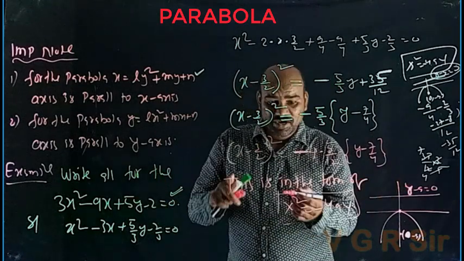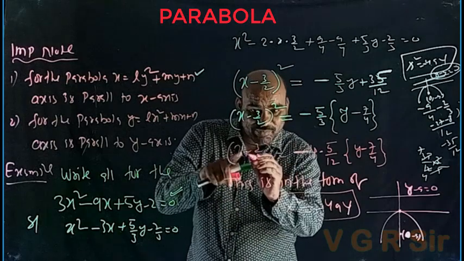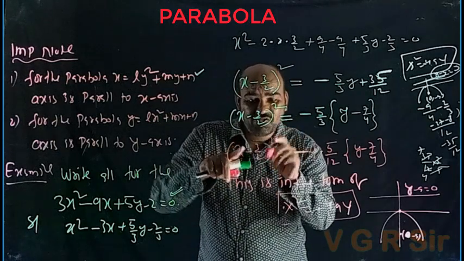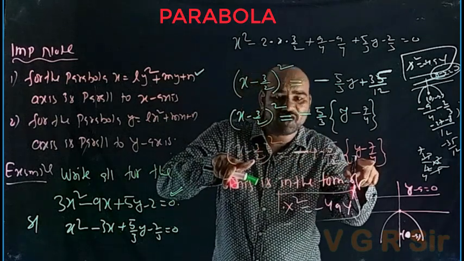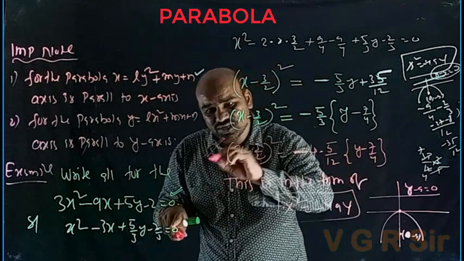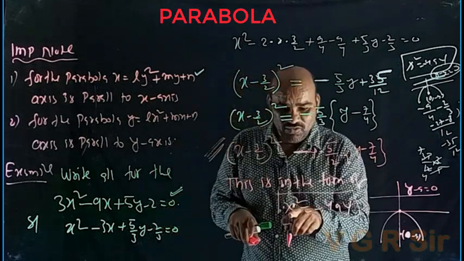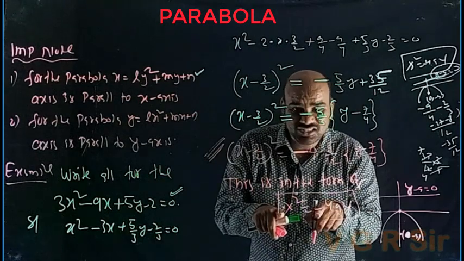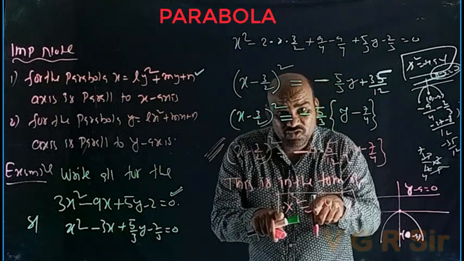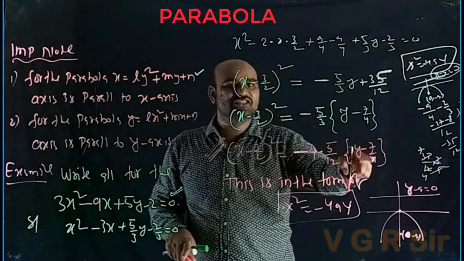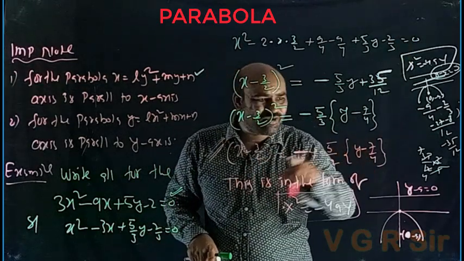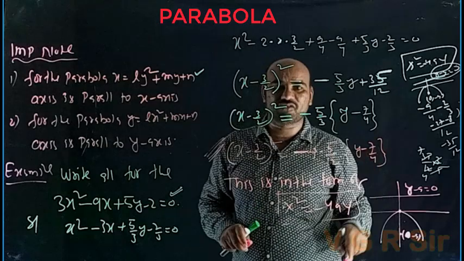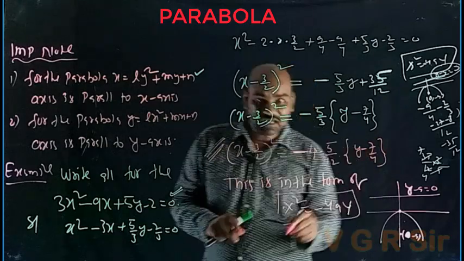Okay, so what happened here? The vertex is shifted to 3 by 2 comma 7 by 4. Observe this. The actual parabola is of the form x square equal to minus 4ay. For this parabola, the actual vertex is 0 comma 0. This vertex is shifted to 3 by 2 comma 7 by 4. Don't confuse, not minus 3 by 2, minus 7 by 4. It is 3 by 2 comma 7 by 4. That I will write.